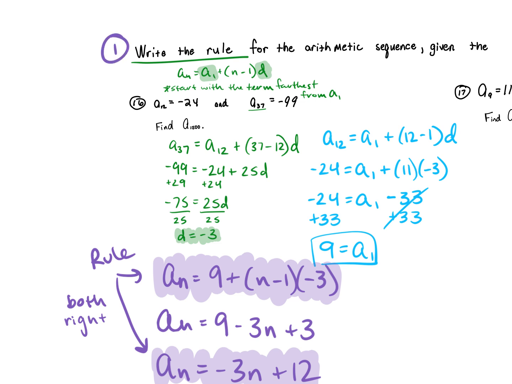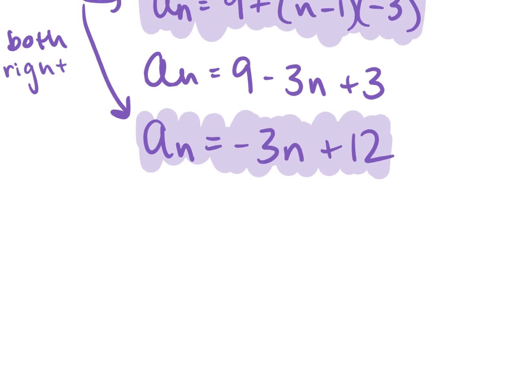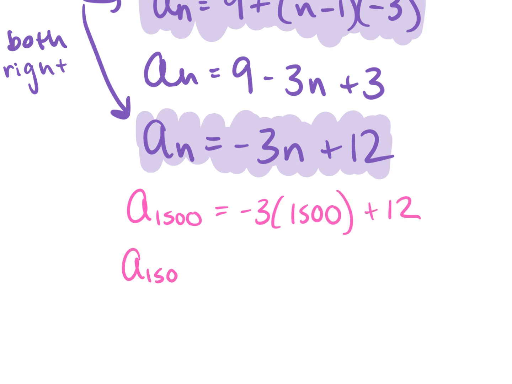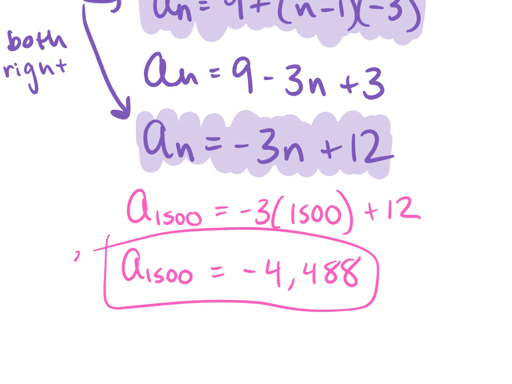The second part of this question says find the 1500th term. So we're going to plug 1500 into n. So a sub 1500 is equal to negative 3 times 1500 plus 12. So the 1500th term is equal to negative 3 times 1500 plus 12. So it would be negative 4,488. So this is the second part of the question.